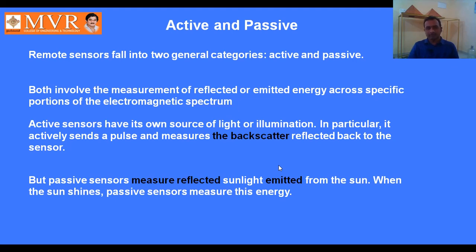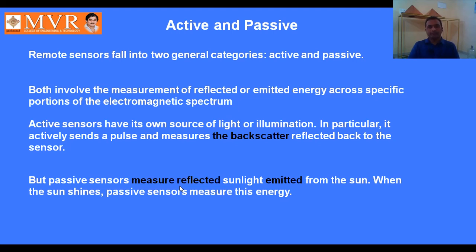If you want to get the radiation from the earth surface, till now we learned about reflected radiation and emitted radiation. Here, active and passive. Passive means reflected and emitted, which I already showed you. So, passive sensors measure the reflected and emitted radiation from sunlight, in the presence of sunlight only. When the sun shines, the passive sensor measures this energy. Passive sensors always measure only the reflected and emitted radiation.